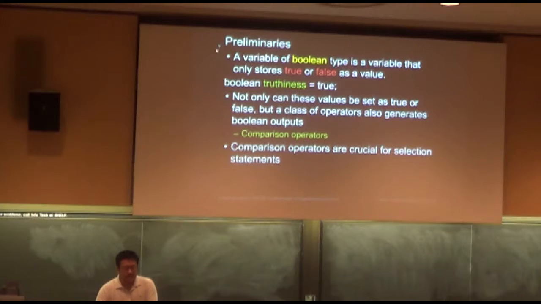So you can actually say this in Java. You can say Boolean truthiness equals true, and that assigns the true value to this Boolean variable, because Boolean variables hold either true or false.